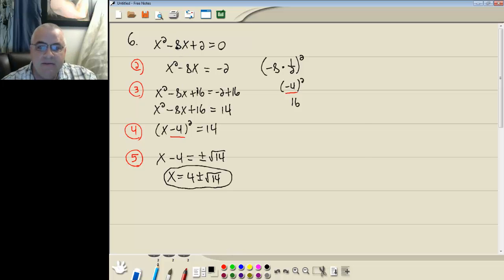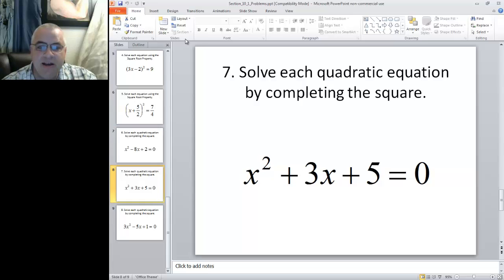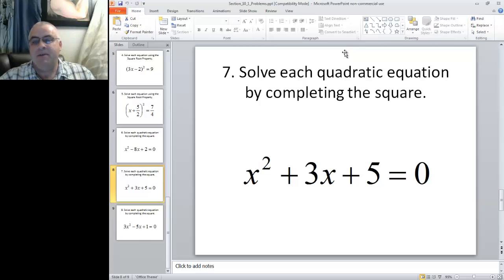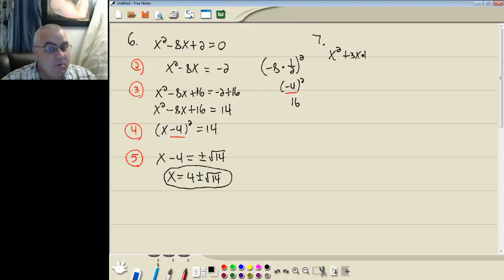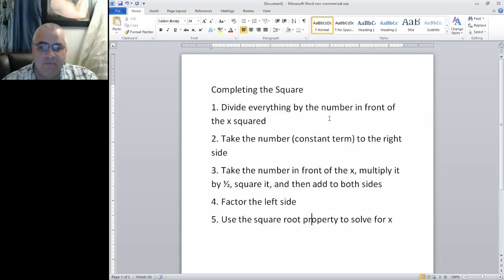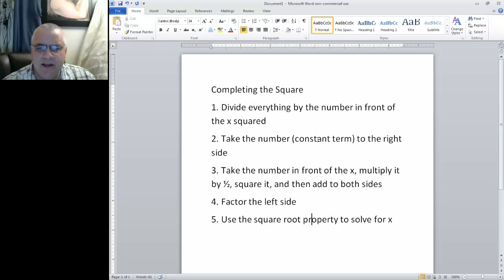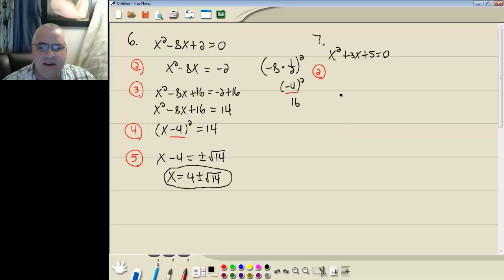Now let's look at a medium difficulty. We have x squared plus 3x plus 5 is equal to 0. What makes this medium difficulty is that we have an odd number before our x. Same steps. Step 1: divide everything by the number in front of the x squared. There's still no number in front of our x squared, so we don't have to do that step yet. Step 2: take the constant term to the right side. So we get x squared plus 3x equals, and take the 5 over and it becomes a negative 5.